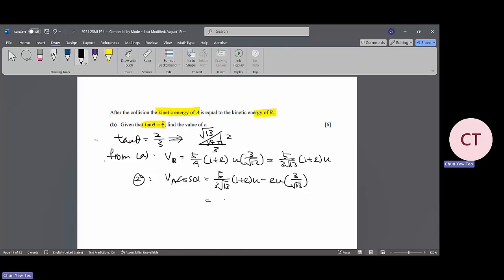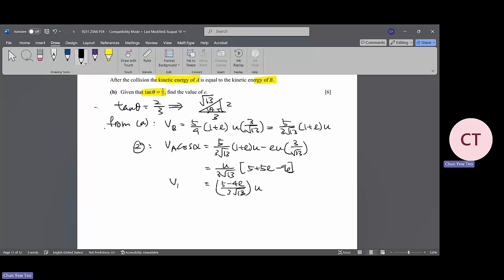So you get this as U times 3 over root 13. We factorize the 3 out. Then we get 5 plus 5E, then minus 9, minus 9E. So you will have 5 minus 4E, times 3 over root 13, times U. That is the VA cos alpha.